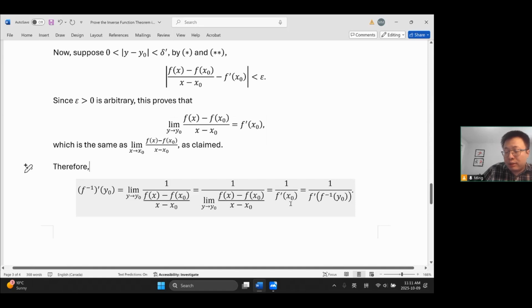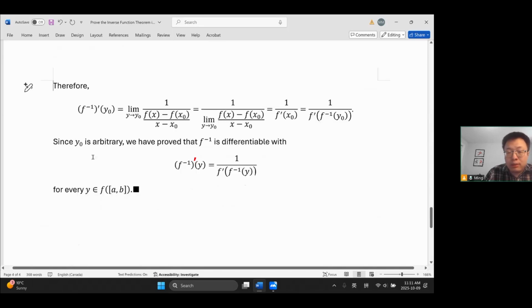And since x naught is f inverse of y naught, we have 1 over f prime evaluated at f inverse of y naught. And since y naught is arbitrary, we have proved that f inverse is indeed differentiable with the derivative of f inverse at y equal to 1 over f prime evaluated at f inverse of y for every y in the range of the function f. That is the set f of AB.